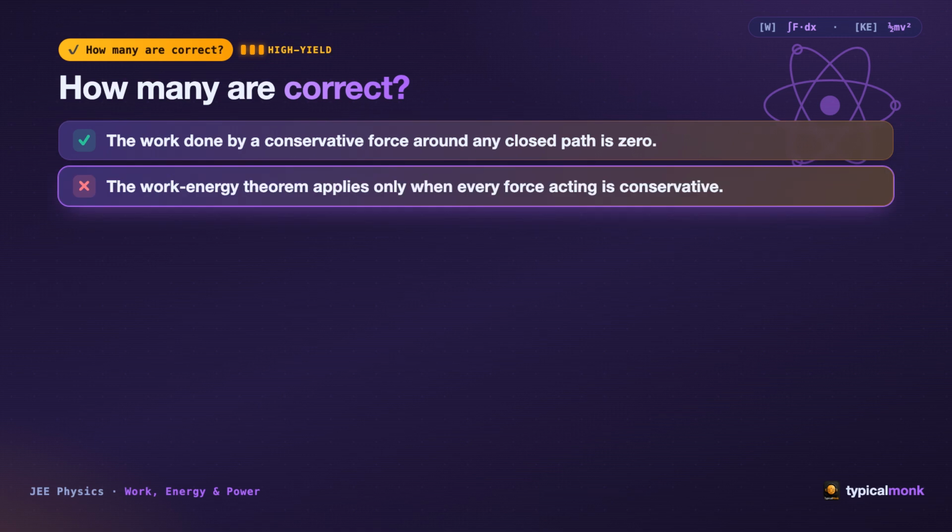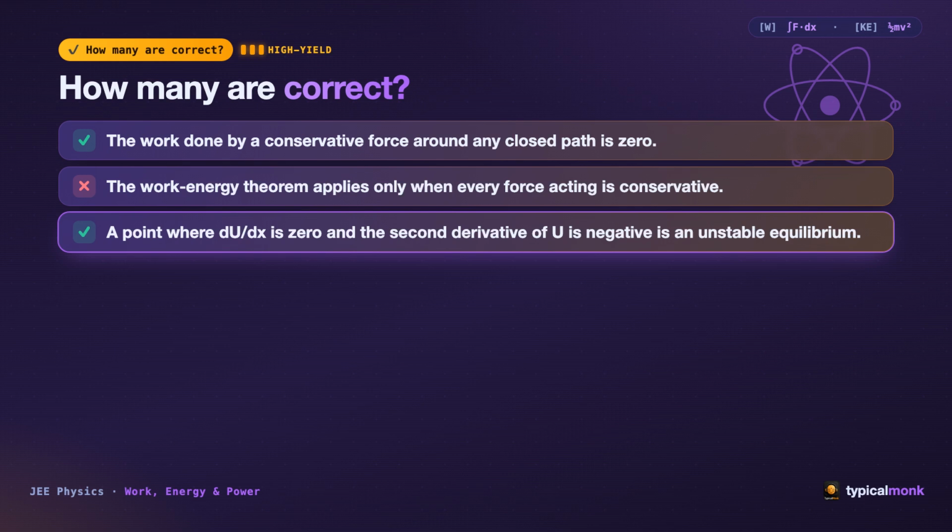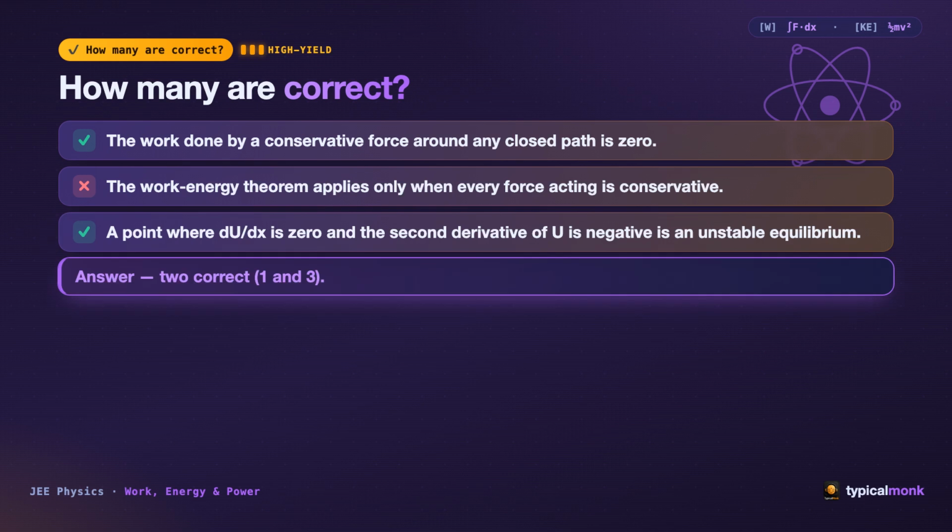Statement 2. The work energy theorem applies only when every force acting is conservative. Think carefully before you answer. Statement 3. A point where du by dx is 0 and the second derivative of u is negative is an unstable equilibrium. Picture the top of a hill on the u of x curve. So, how many are correct?